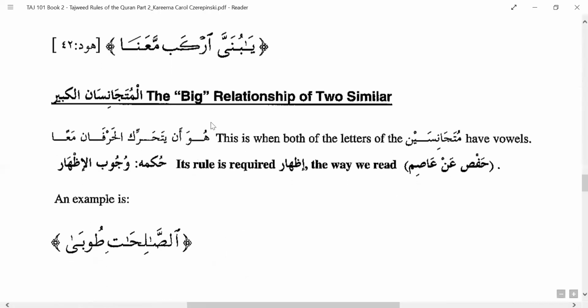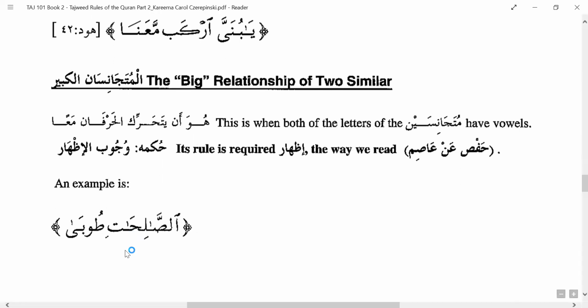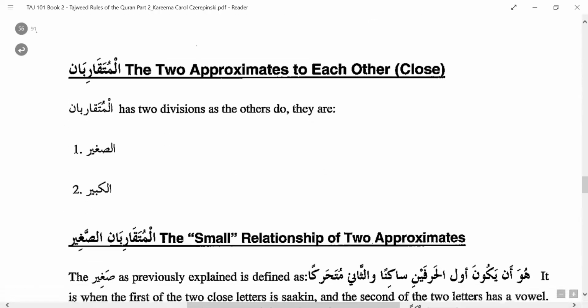And the next is the kabir relationship for mutajanisan. Same alphabets, similar in makhraj, but kabir means both will be voweled. Now here, in Hafs and Asim, the rule is you have to do izhar. You have to say clearly, for example this ta with kasra and ta with dhamma, both the same makhraj but both with haraka. As-salihati tuba. You will say both of them with izhar clearly.